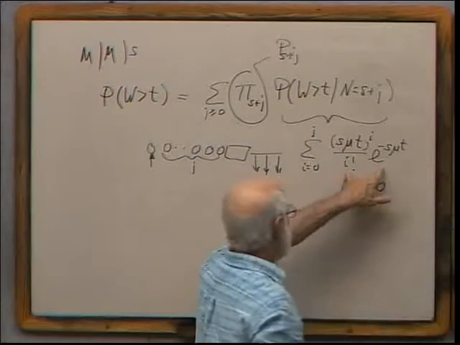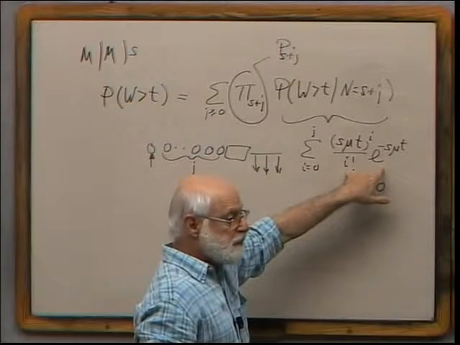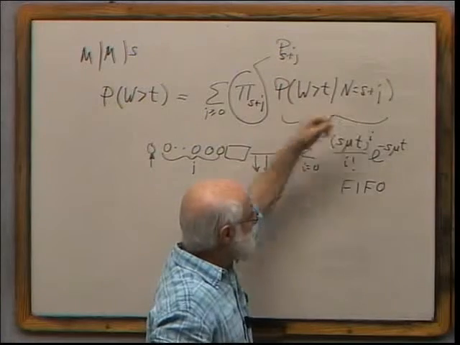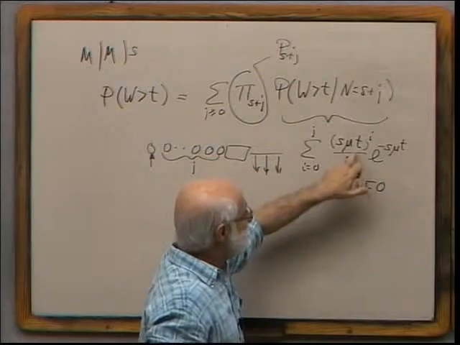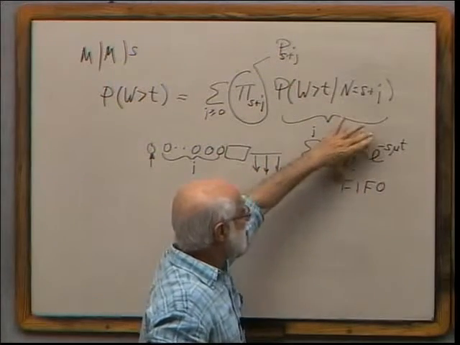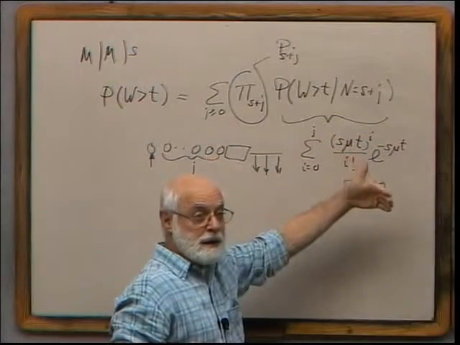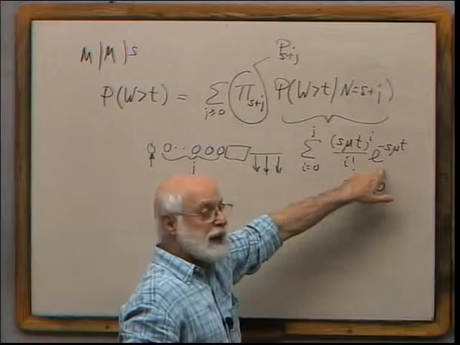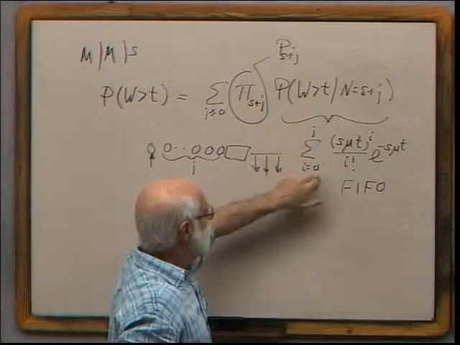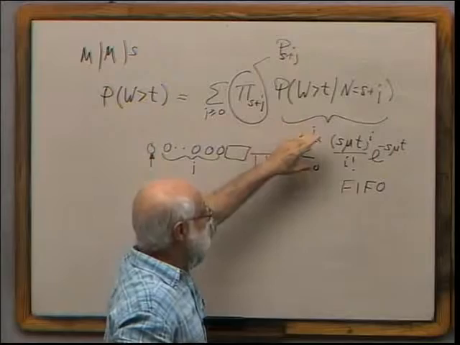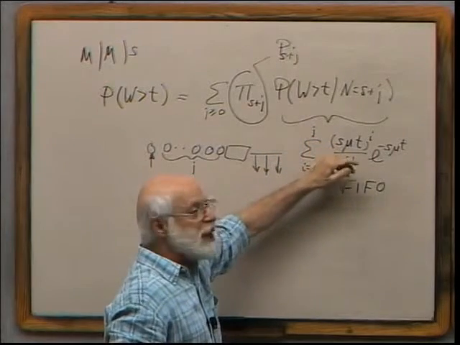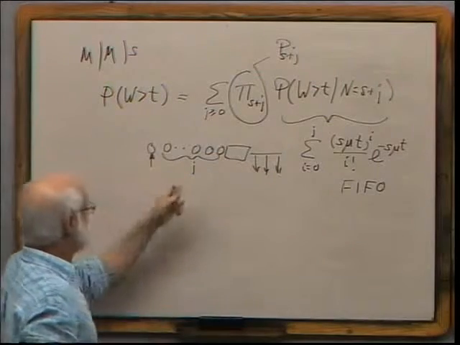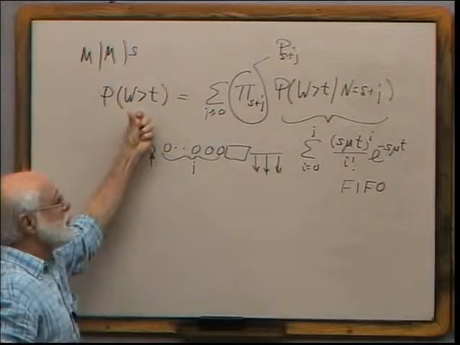This is the Poisson probability that in a Poisson process whose rate is S mu, within an interval of length t, exactly i Poisson events will occur. So this then is the probability of exactly i departures. When I sum it from i equals 0 to j, I have the probability of j or fewer departures. And if I've had j or fewer departures, and the test customer finds j in front of him, then he will wait greater than t.